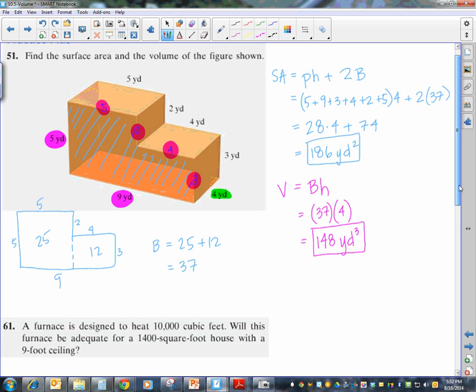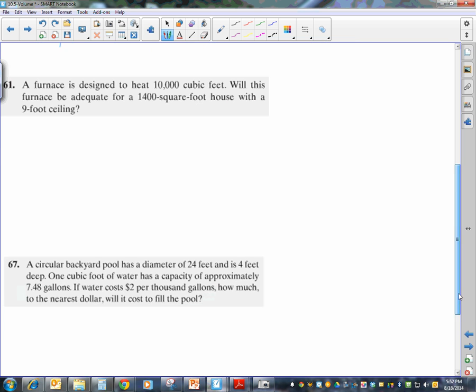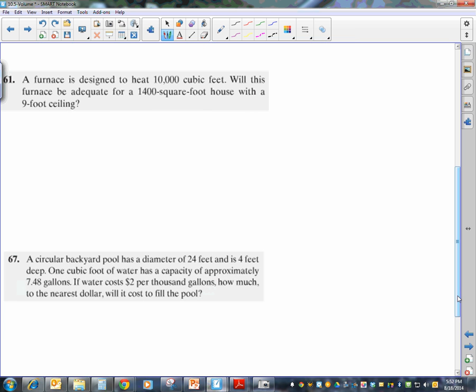Okay, the next two problems we're dealing with are more application type problems, because that's what we're supposed to be working on, so that you can see how knowing surface area and volume is needed out in the real world. In your house, you have a furnace, and you're thinking about purchasing this furnace. It's designed to heat 10,000 cubic feet. And they want to know if this furnace is going to be adequate for a 1,400 square foot house with 9-foot ceilings.